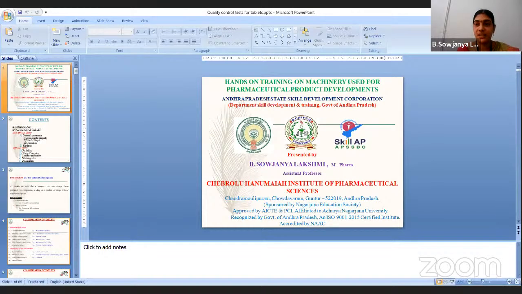The hardness, different apparatus and different instruments are used here. And the next ones: friability, weight variation, and drug content. All these topics were covered in the previous session. Today's session is completely about the important part, disintegration and dissolution aspects. All the slides have already been discussed.